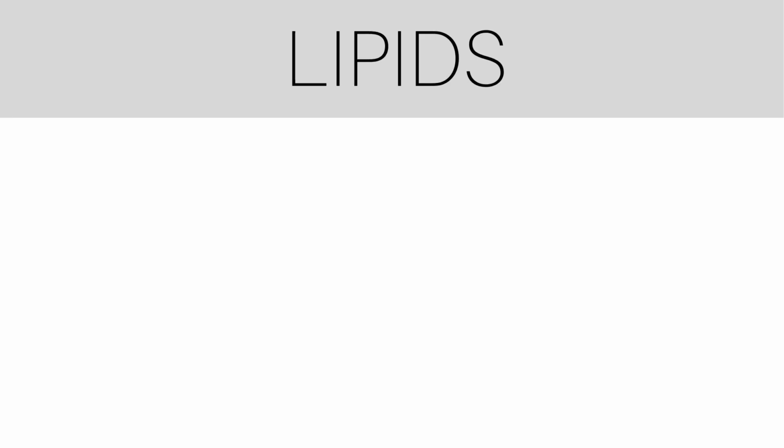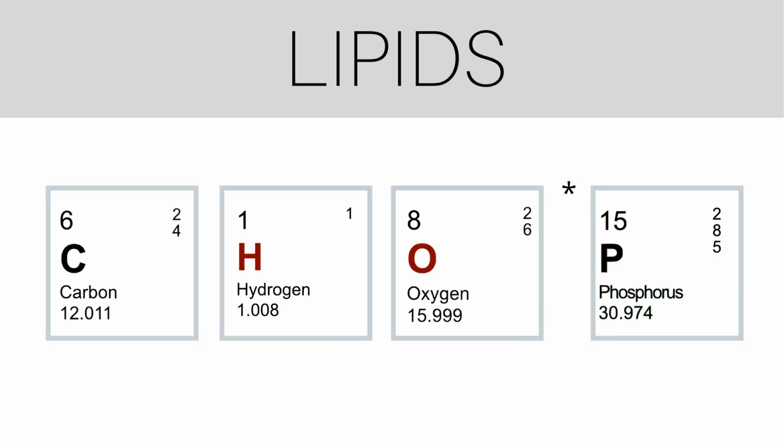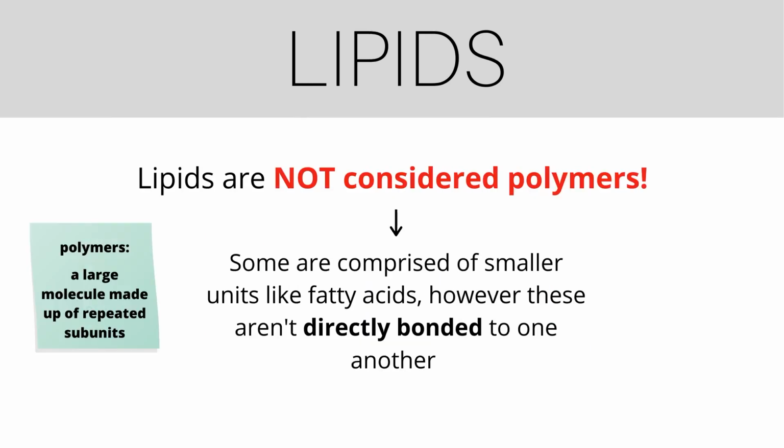The next macromolecule we'll look at is lipids. Lipids are made from carbon, hydrogen, oxygen, and sometimes phosphorus, and this "sometimes" we'll look back at in a minute. In the beginning, we mentioned that lipids aren't considered true polymers, and here's why. The subunits found in lipids aren't necessarily directly bonded to one another, so lipids don't technically form polymers. However, they still have subunits, like fatty acids. These just don't bond together in a way that justifies them being called proper polymers.